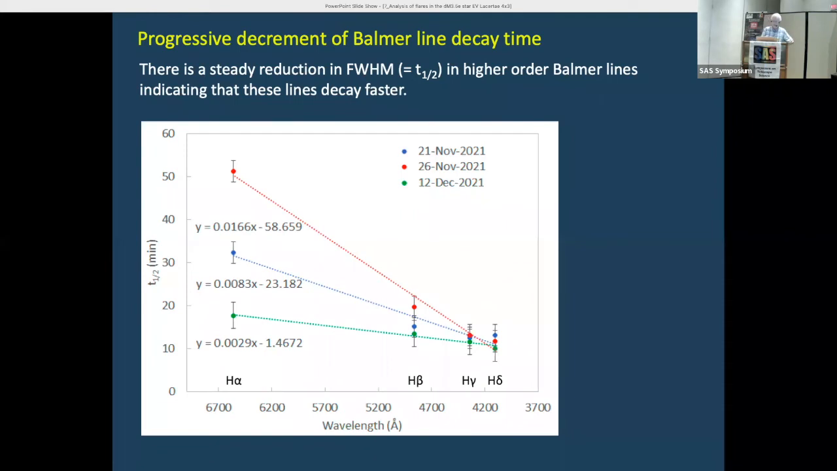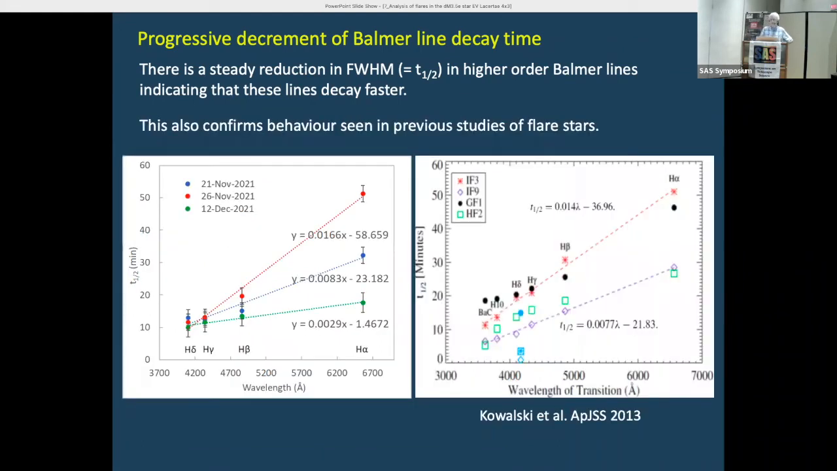And just to compare our data with what has been published, the plot on the left is the same one I just showed you before, but flipped around horizontally, so I can compare it with the plot on the right, which is from a paper Kowalski wrote in 2013. It's almost identical data in the measurements of the half widths of the lines.